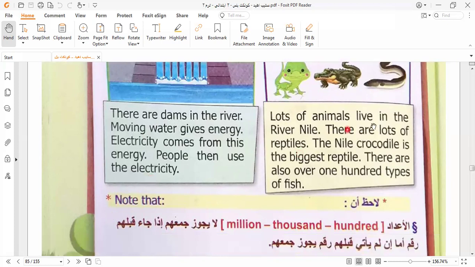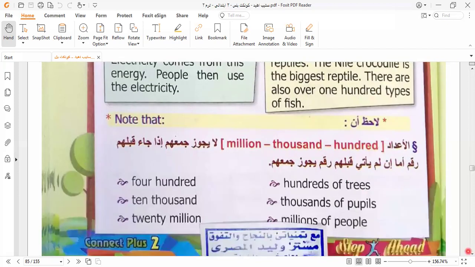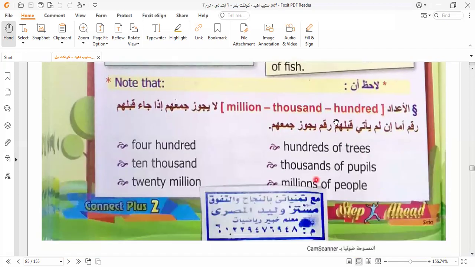Lots of animals live in the river Nile. There are lots of reptiles. The Nile crocodile is the biggest reptile. Biggest, here, if you return to the last video, I explained the superlative and comparative forms of adjectives. If you want to know more, return to the video to revise. The Nile crocodile is the biggest reptile. There are also over 100 types of fish. Here is, as we told you during the lesson, million, thousand, hundred.